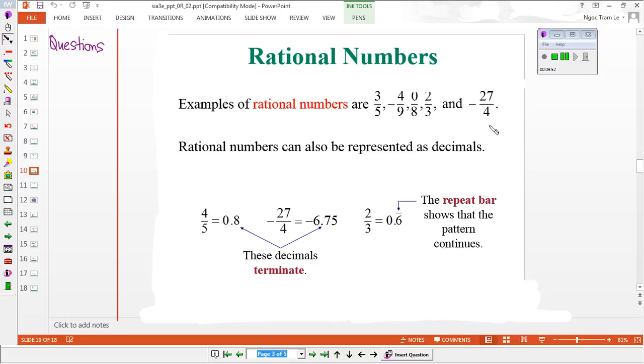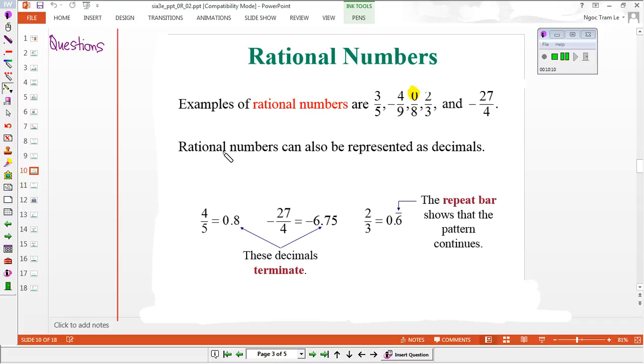Okay, so here are more examples of rational numbers such as 3 over 5, negative 4 over 9, 0 over 8. Now you can see right here, it's okay to have 0 on the top of your fraction, or the numerator. The top we call the numerator. But it's not okay to have 0 at the bottom of your fraction, or denominator. So just keep that in mind.